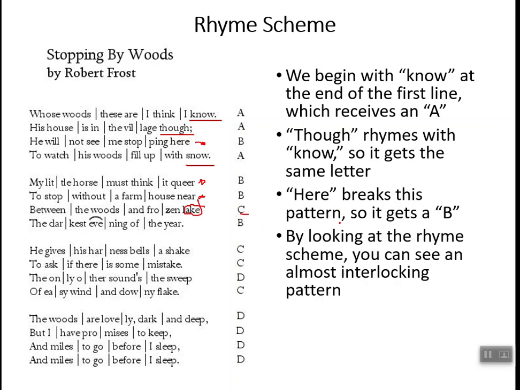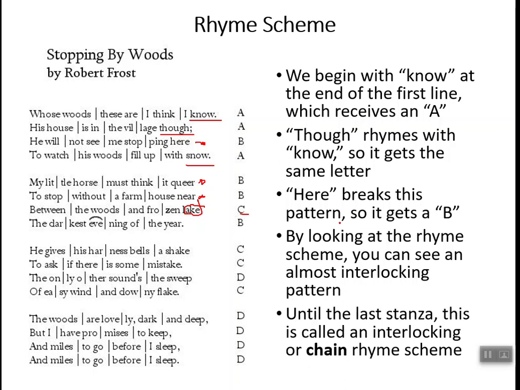So looking at the full rhyme scheme, you can see an interlocking pattern. This is sometimes called chain rhyme. In the last stanza, this breaks the pattern, and we just get D, D, D, D. And again, this might mean something, but it might not. It might just be the way that the poet decided to write this poem, to have maybe a larger, more important conclusion with the repetition of the last line, with all of the words rhyming, perhaps.